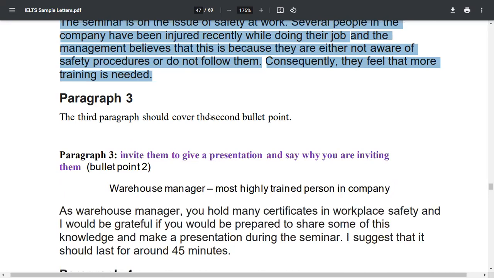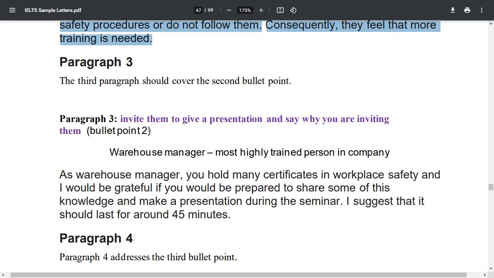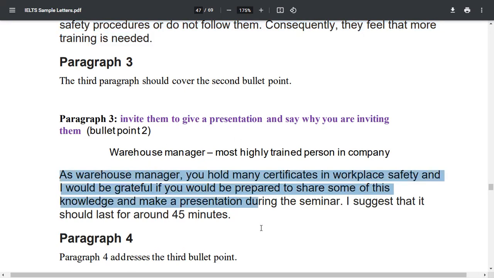Now moving to paragraph 3, which is the answer to the second bullet point that says invite them to give a presentation and say why you are inviting them. So let's see. As warehouse manager, you hold many certificates in workplace safety, and I would be grateful if you would be prepared to share some of this knowledge and make a presentation during this seminar. I suggest that it should last for around 45 minutes. Okay, so that's the answer to the second bullet point.